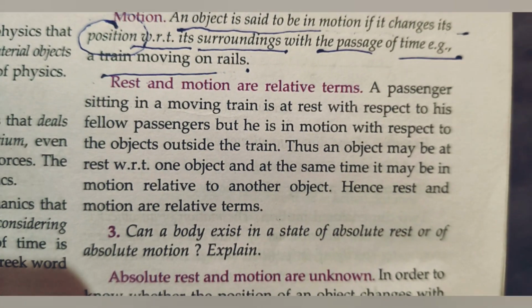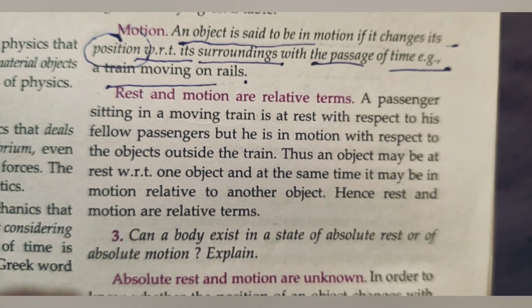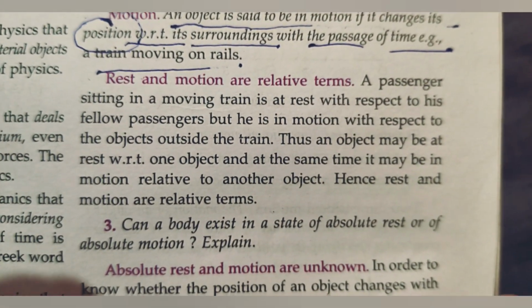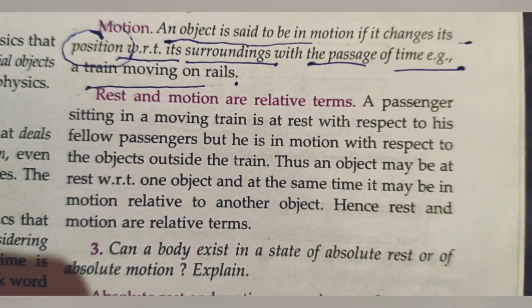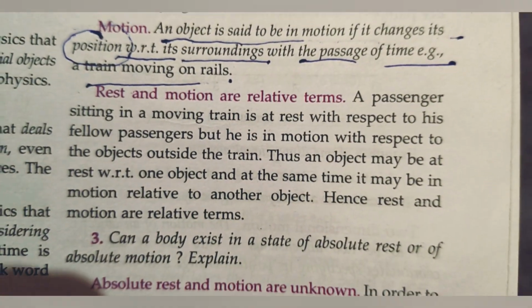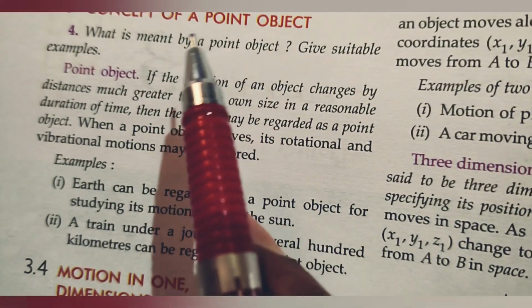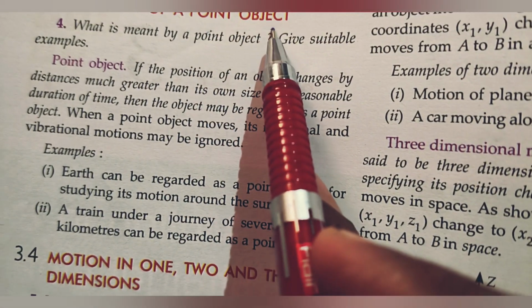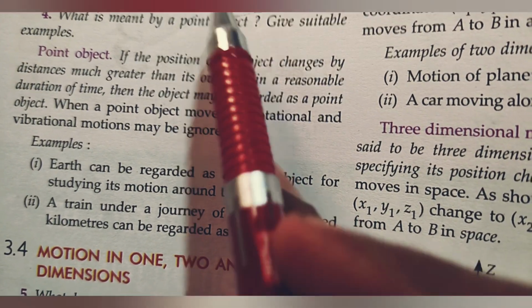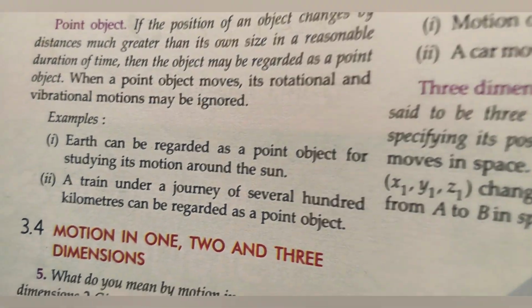That means we cannot say absolutely that a body exists in absolute rest or absolute motion. That means rest and motion are relative concepts. They are relative. Now we have to know about the concept of a point object, or point-like object. What is a point object? Let's take an example.